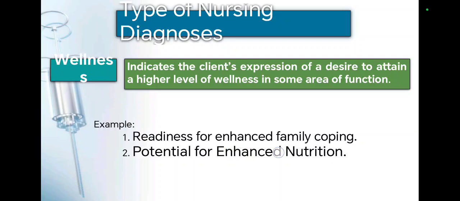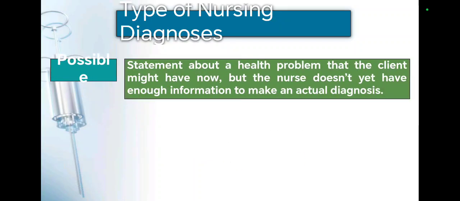So another type of nursing diagnosis, we have already discussed the actual, the risk, and the wellness. Another type is possible. Possible is a statement about a health problem that the client might have now, but the nurse doesn't yet have enough information to make an actual diagnosis.